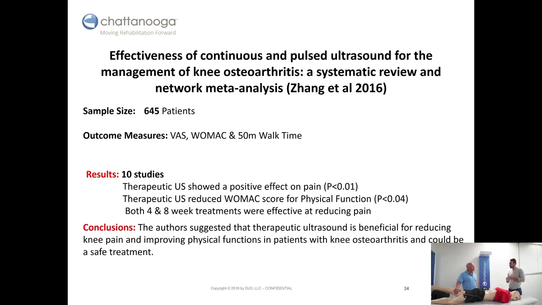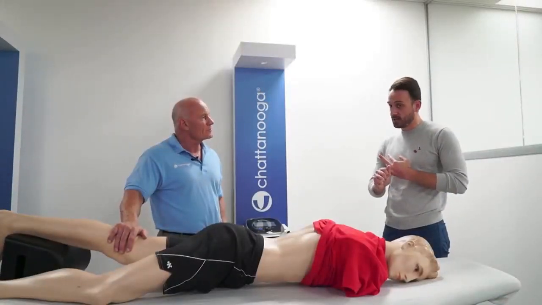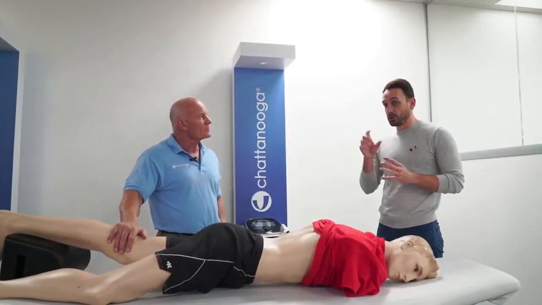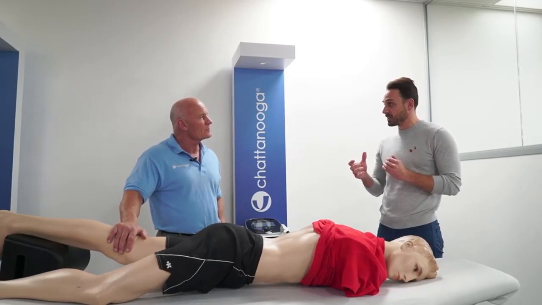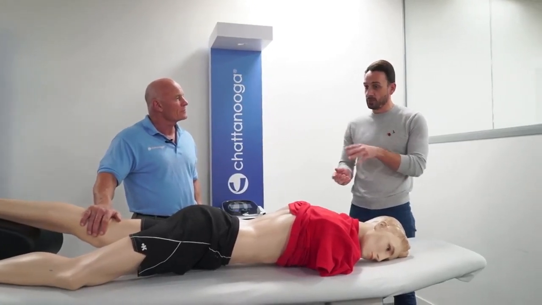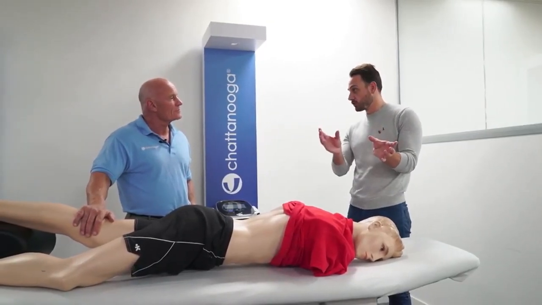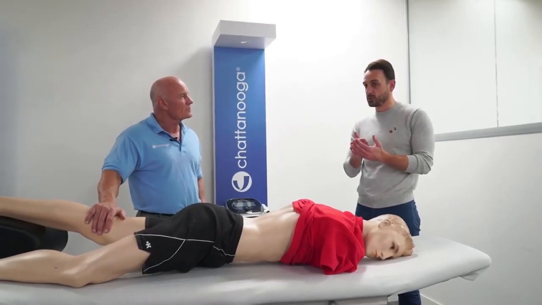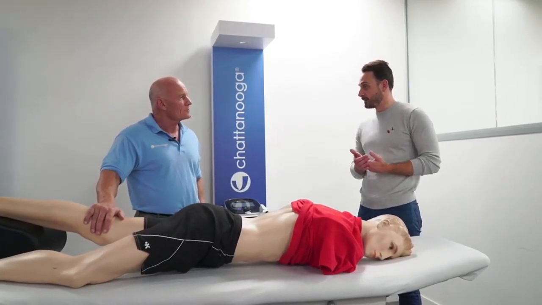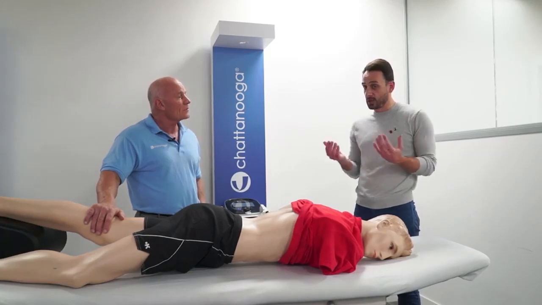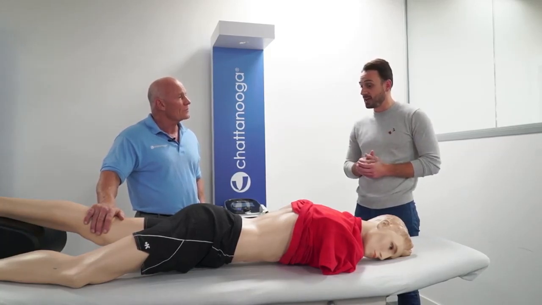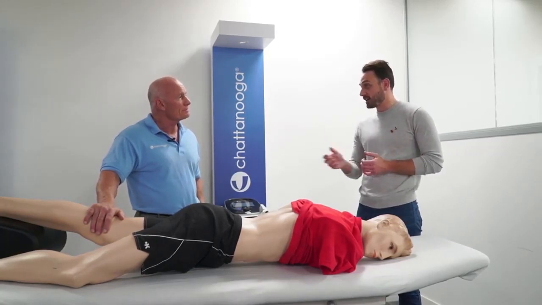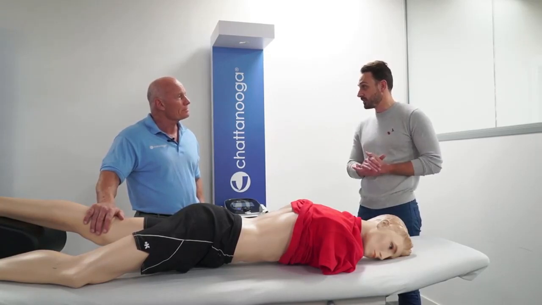And they found that both 4 and 8 week treatment sessions were effective, so treating people over 4 weeks and also longer treatments over 8 weeks, treating them 3 times per week. That was effective for their patients. So again, really promising evidence showing that ultrasound could be a great adjunct to use alongside our other treatments. So what I've planned for today is I was hoping we could try one of those out.